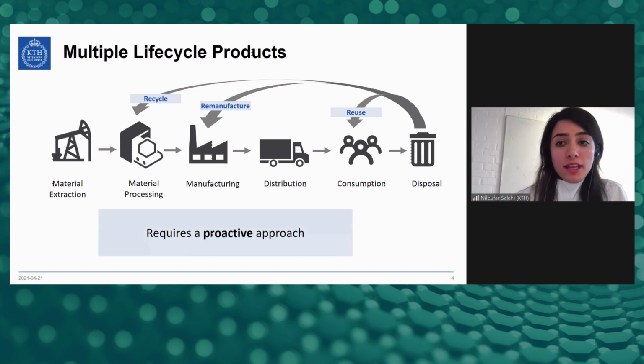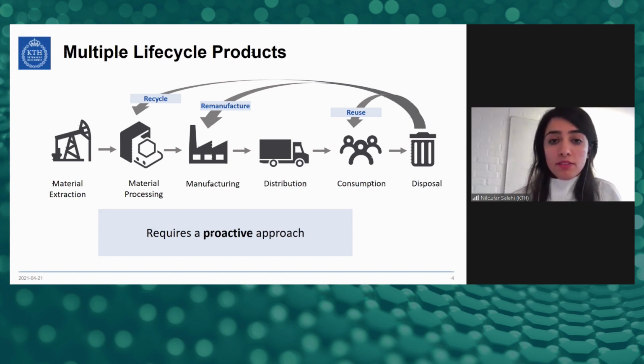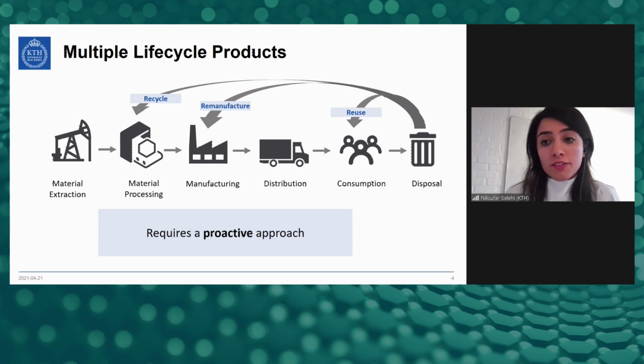So as I mentioned, multiple life cycle products are one of the main features of a circular manufacturing system. Multiple life cycle products need to be returned to the manufacturer, and the value recovery of these products needs to be planned according to the design and the business model of these products. So it needs a proactive approach. It needs the information flow to be disseminated through the whole value chain, through these cycles.